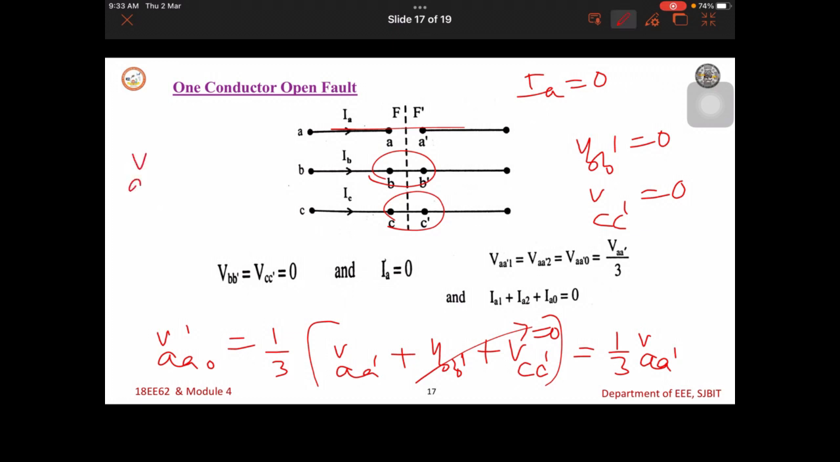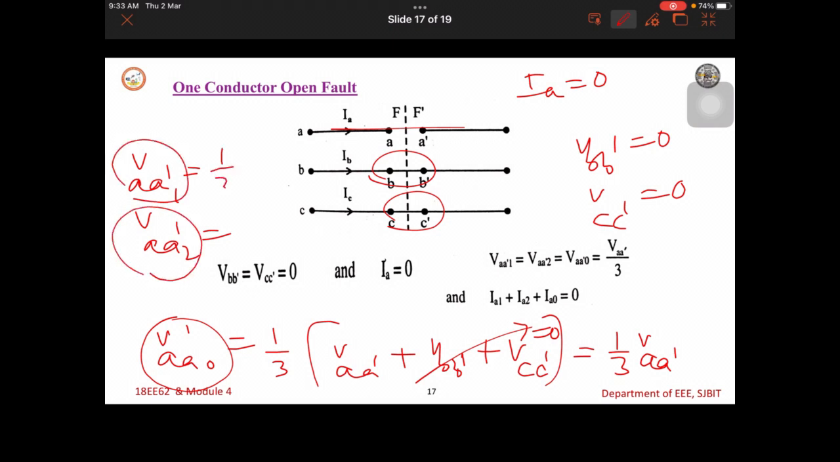Similarly, you can calculate VAA dash 1 and VAA dash 2. This is the zero sequence, positive sequence and negative sequence values. The answer will be the same: 1/3 of VAA dash. The same lines you can derive.